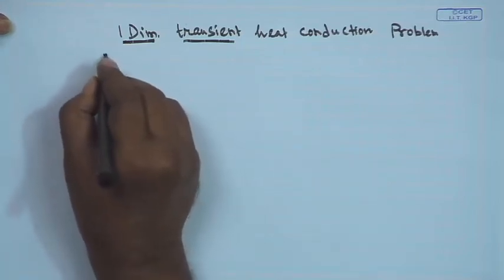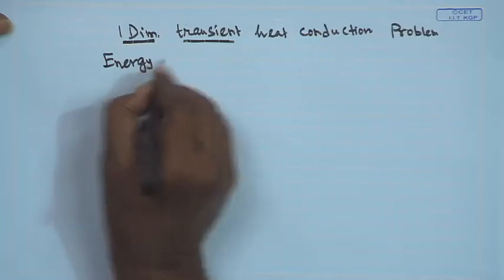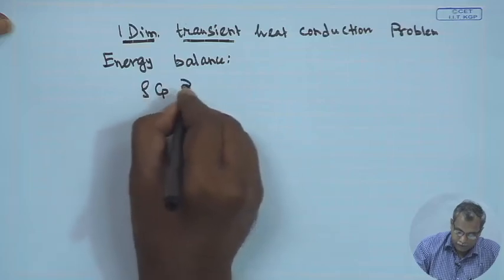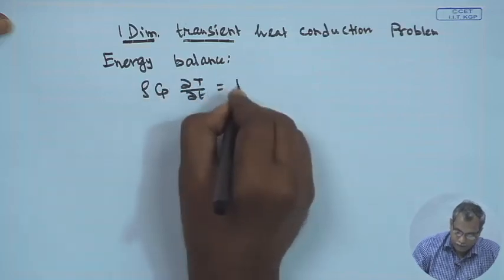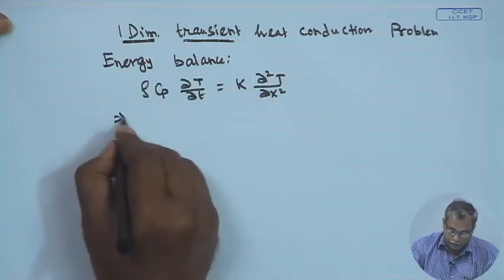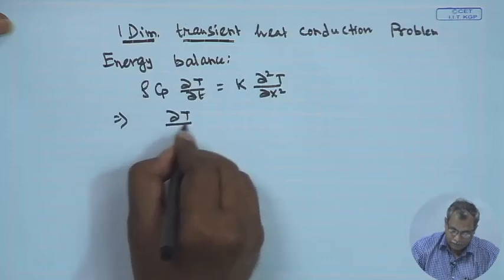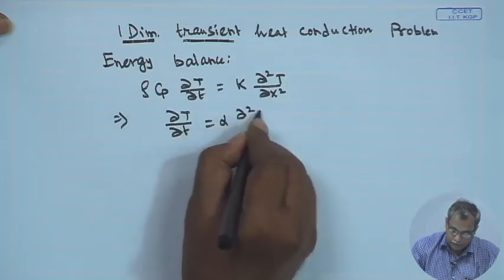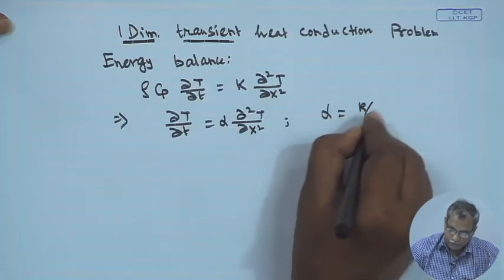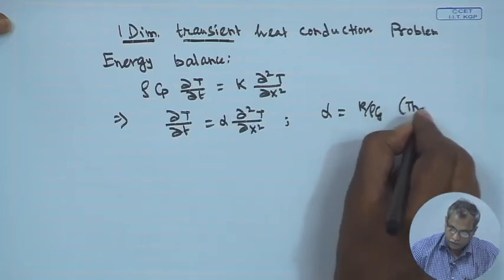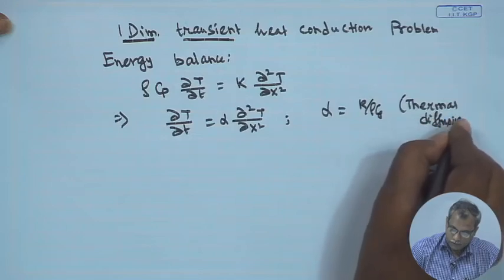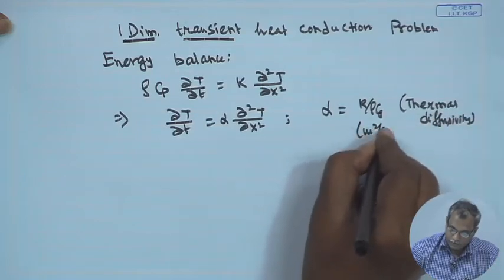If you write down the energy balance equation, this becomes rho Cp del T del t is equal to K del square T del x square. Okay. So, we can convert this as del T del t is equal to alpha del square T del x square, where alpha is called the thermal diffusivity, K by rho Cp. It is known as the thermal diffusivity, and it has a unit of meter square per second. Okay.